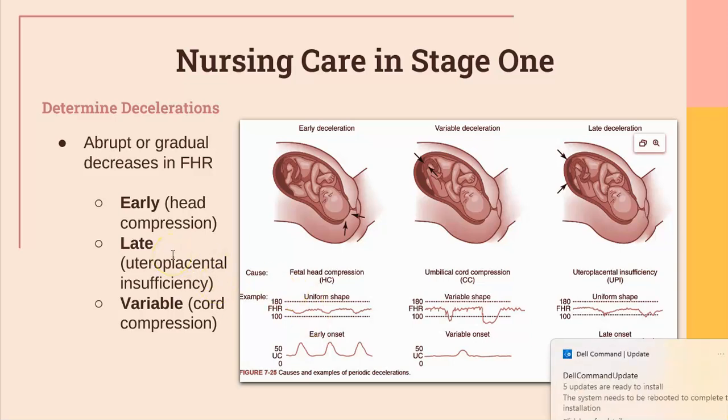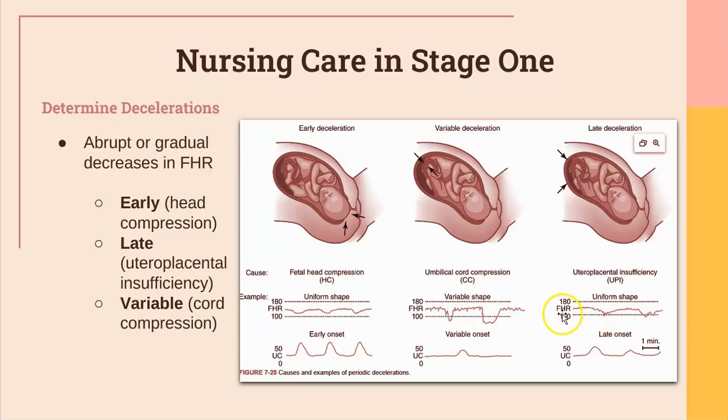A late deceleration is more so caused by uteroplacental insufficiency. So there's some sort of deficiency between the uterus and the placenta, and the baby is reacting to the contractions. Here you can see the fetal heart rate is going down, but it's not really starting until the peak of the contraction. So it's more of a reaction. It's something where you need to immediately intervene and figure out what is happening.